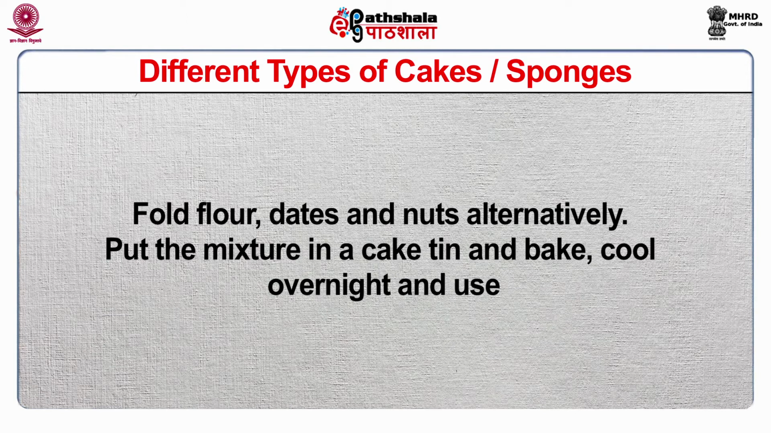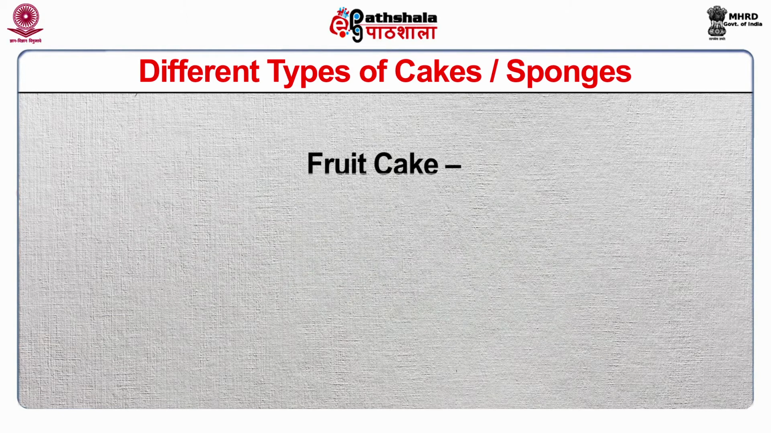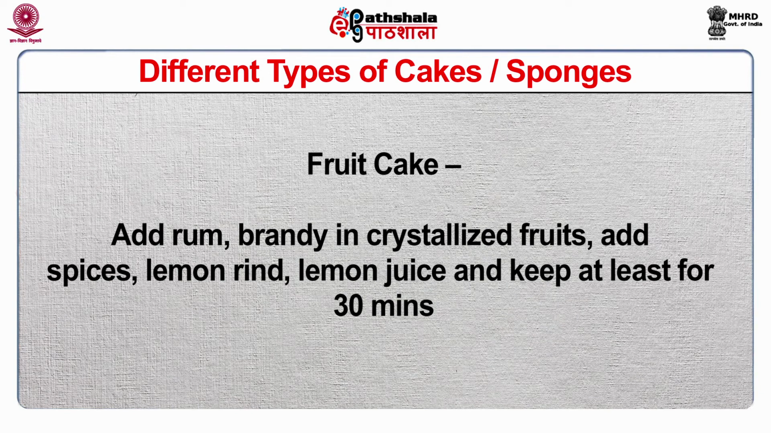Cool overnight and use. Fruit cake: add rum or brandy to the crystallized fruits. Add spices, lemon rind and lemon juice, and keep it for at least 30 minutes.